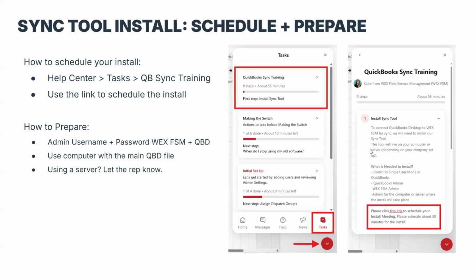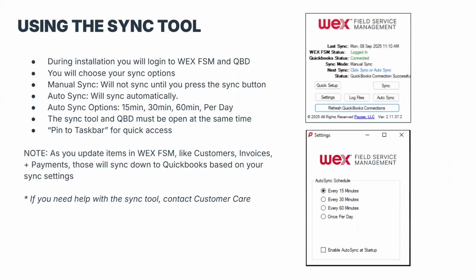And how to prepare: you are going to do a Zoom meeting with a WEX FSM representative. Before you show up to that meeting, just make sure you have your admin username and password and WEX FSM login. You'll want to use the main computer that has your main QuickBooks Desktop file on it. And if you're using a server, just let the representative know so they know where to install the tool.